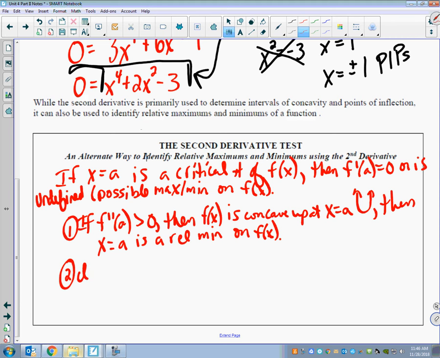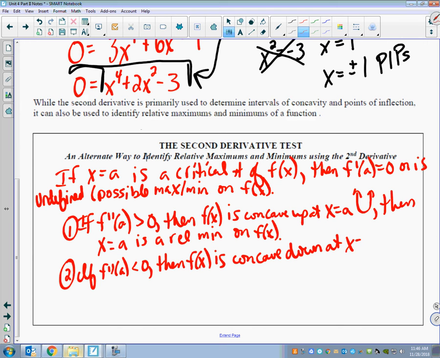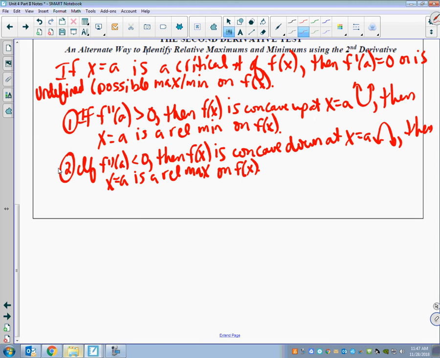And if f double prime of a is less than 0, then that means that f of x is concave down at x equals a. And think about what that looks like at a possible max or min. If it's concave down, then that means, I did do two thens, then x equals a is a relative max on f of x. These only work for critical points.